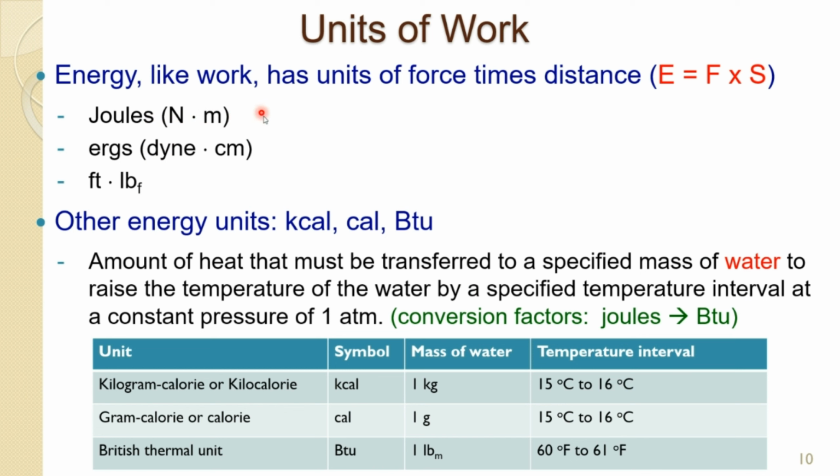CGS, SI system, CGS system, American Engineering System, and these are the special definitions. By increasing the water by 1 degree, which can be Celsius or Fahrenheit, by 1 kilogram, by 1 gram, or by 1 pound mass.